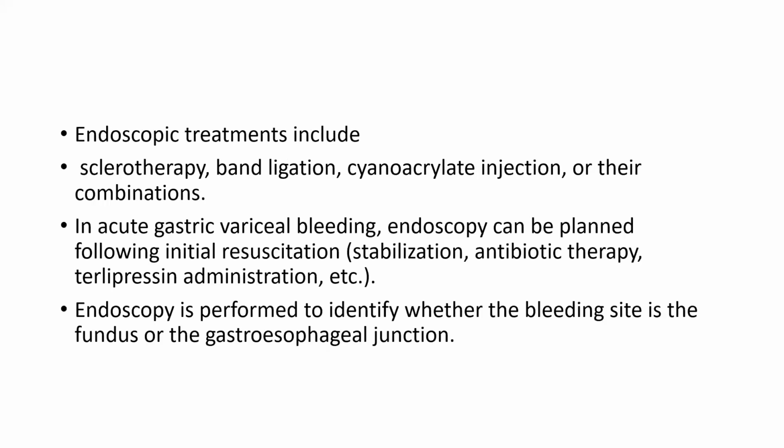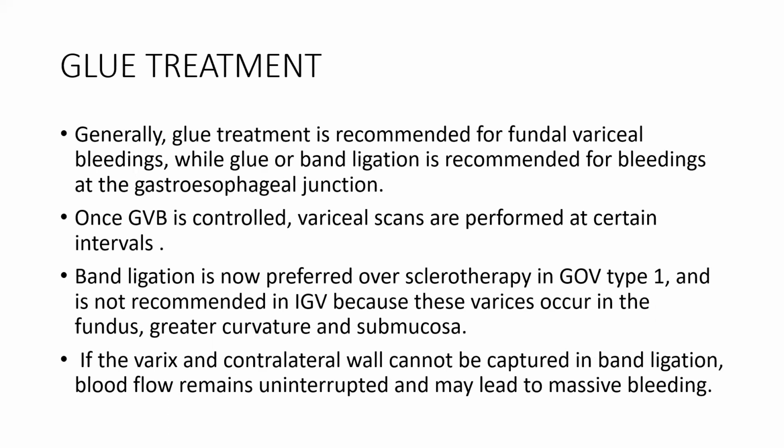Endoscopic treatment includes sclerotherapy, band ligation, cyanoacrylate injection, or their combination. In acute gastric variceal bleeding, endoscopy can be planned following initial resuscitation. First, we have to stabilize the patient. We have to start bridge therapy like terlipressin, then antibiotic therapy, and then endoscopy is performed to identify whether the bleeding site is the fundus or the gastroesophageal junction. Generally, glue treatment is recommended for fundal variceal bleed, while glue or band ligation is recommended for bleeding at the gastroesophageal junction.